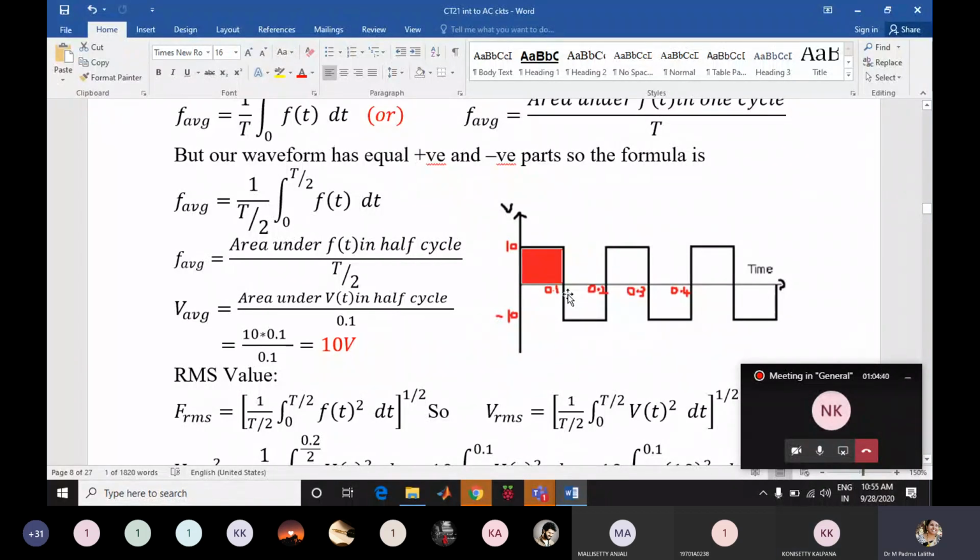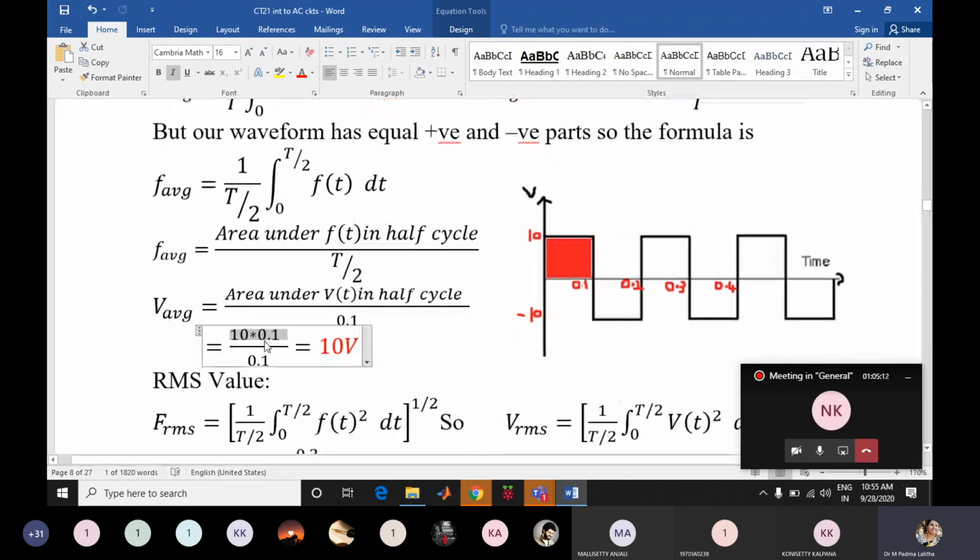Just all of you see this. So the area under f of t in half cycle, area under means that line and horizontal line. So this part, the part represented with red color, that is the required area. This side is 10 and this side is 0.1. So what is the area? 10 into 0.1.